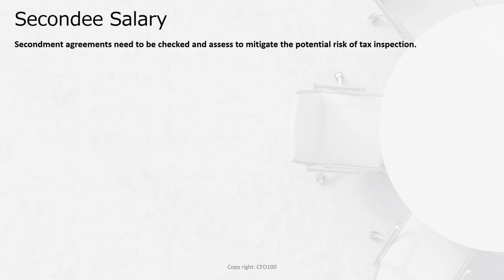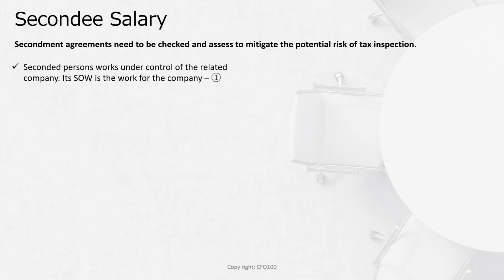Firstly, you need to understand that the concept comes from the seconded persons working for the recipient company under its control. Their scope of work is also defined as working for the recipient company. This starting point is the answer to question number 1 on the previous page. When you consider who is the beneficiary of their work, it is the recipient company. This is a fundamental concept for question number 2 also.